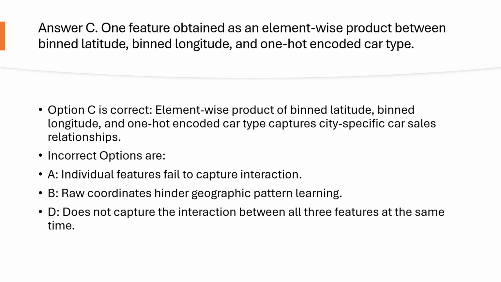The element-wise product of binned latitude, binned longitude, and one-hot encoded car type captures vital location-car preference interactions. Why the alternatives fall short: A. Individual features fail to capture interaction. B. Raw coordinates hinder geographic pattern learning. D. Does not capture all three features at the same time. The combination of all three features allows for the most complex learning. This feature cross enables the model to learn complex, localized sales patterns.